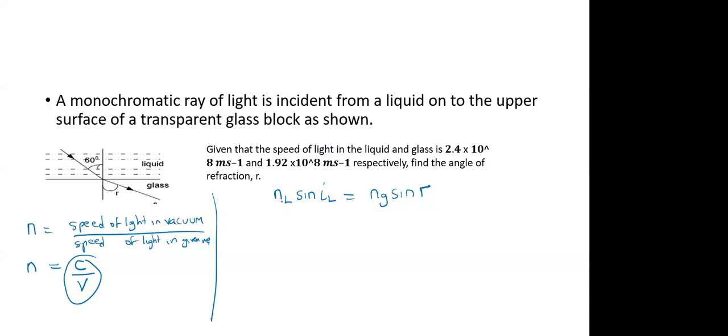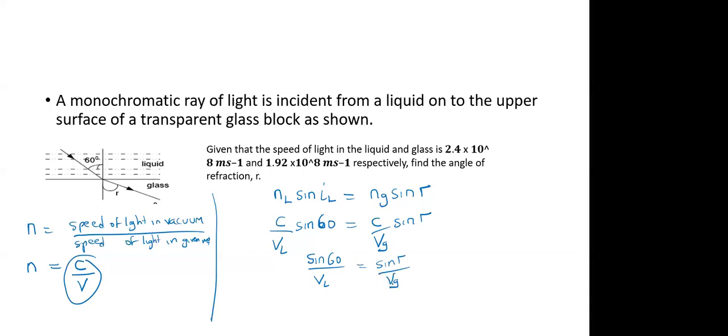So here I will say n_L, that is for the liquid: C out of the velocity of light in the liquid, sine of i. But sine of i is 60, equal to n_g, which is C out of V of glass, sine of r. Now, simple math: C and C are common, so I can easily cancel them out.